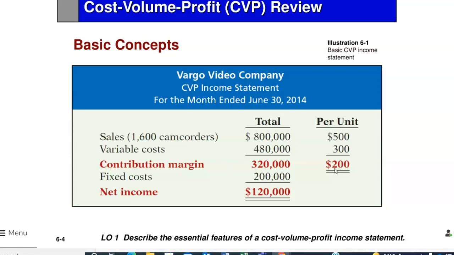Now we can do that in total, 320,000 here. We can do it on a unit base, 200 a unit. Now that 200 per unit is contribution towards fixed. And the question is, how many do I have to sell in order to cover my fixed? In this case, it'll be 1,000. And what's left over after that, after I pass break even, each unit is contributing 200 to profit. And so therefore I can predict my net income at any level of activity here, knowing my variable cost and fixed costs.